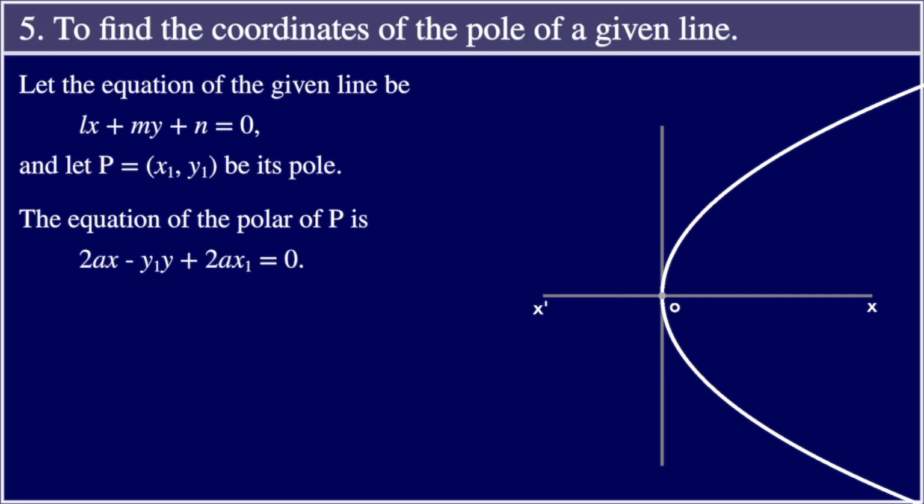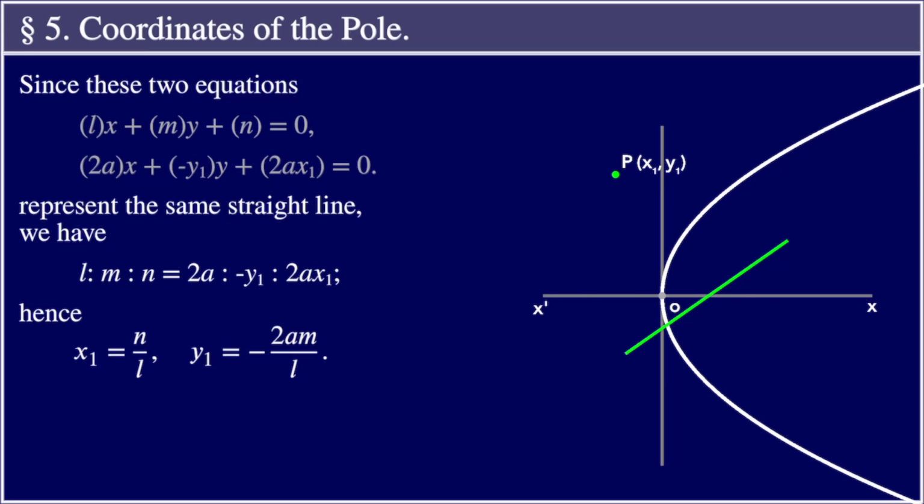Section 5. To find the coordinates of the pole of a given line. Let the equation of the line be Lx + My + N = 0, and let P = (x₁, y₁) be its pole. The equation of the polar of P is 2ax − y₁y + 2ax₁ = 0. Since these two equations represent the same straight line, we have L : M : N = 2a : −y₁ : 2ax₁. Hence, x₁ = N/L and y₁ = −2aM/L.